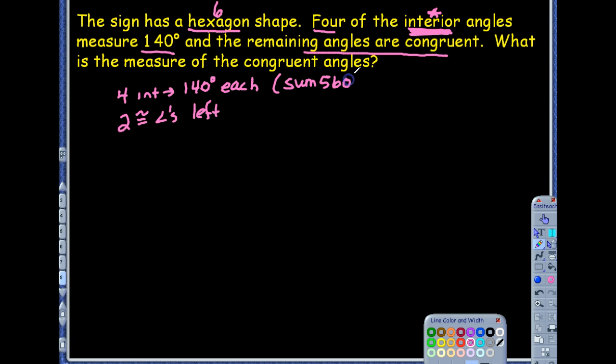And how did you get that? I just took 4 times 140. Okay, so you took 4 times 140. I just want to make sure we're good there. All right, now, that's not the sum of all the angles. We need to find the angles that are the congruent angles that are left.